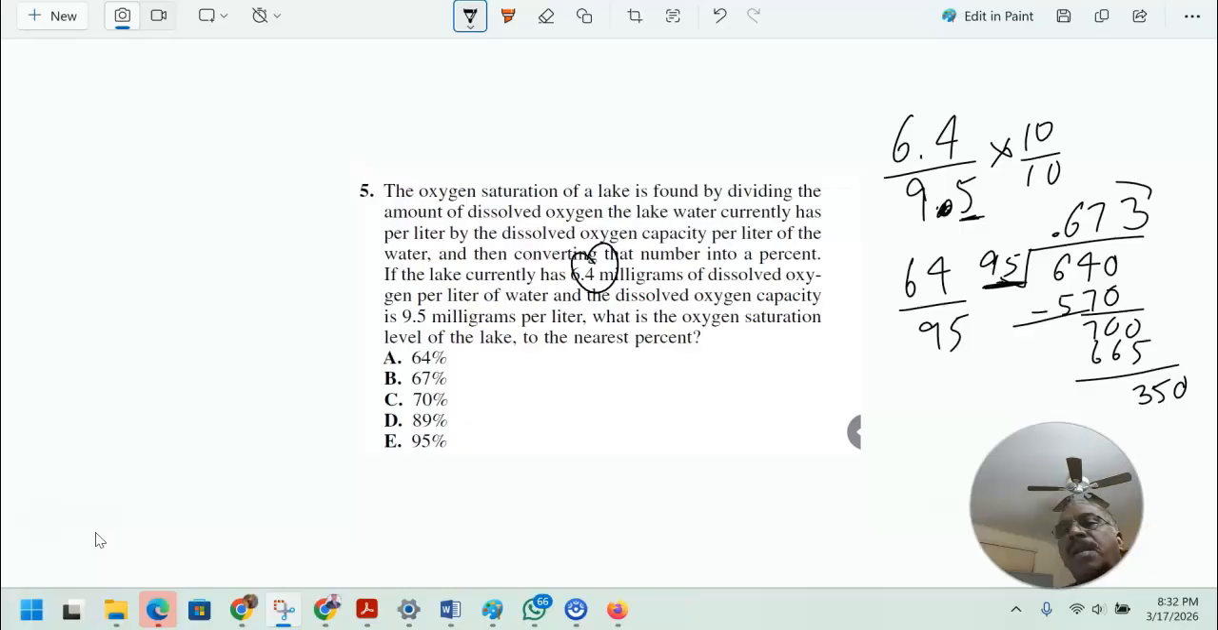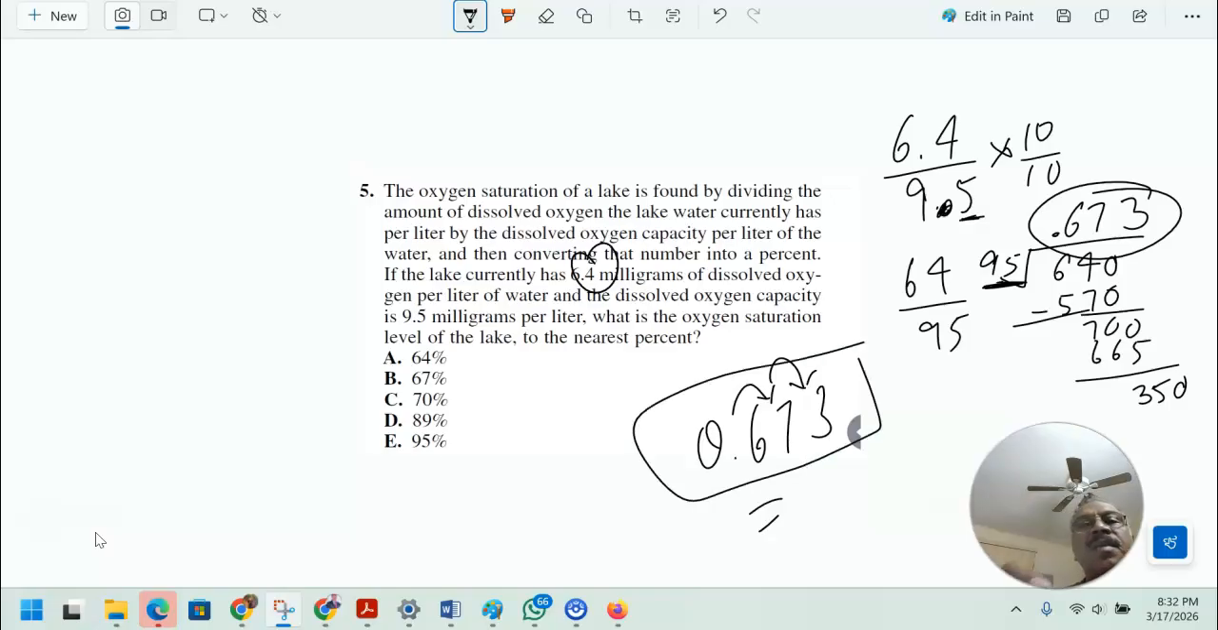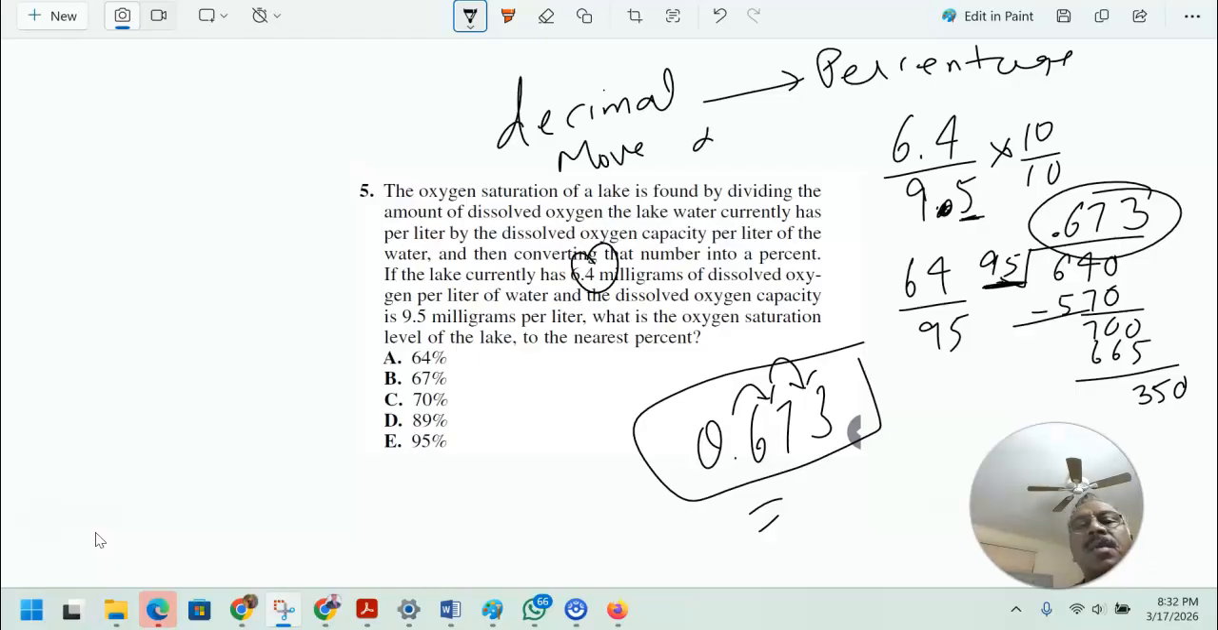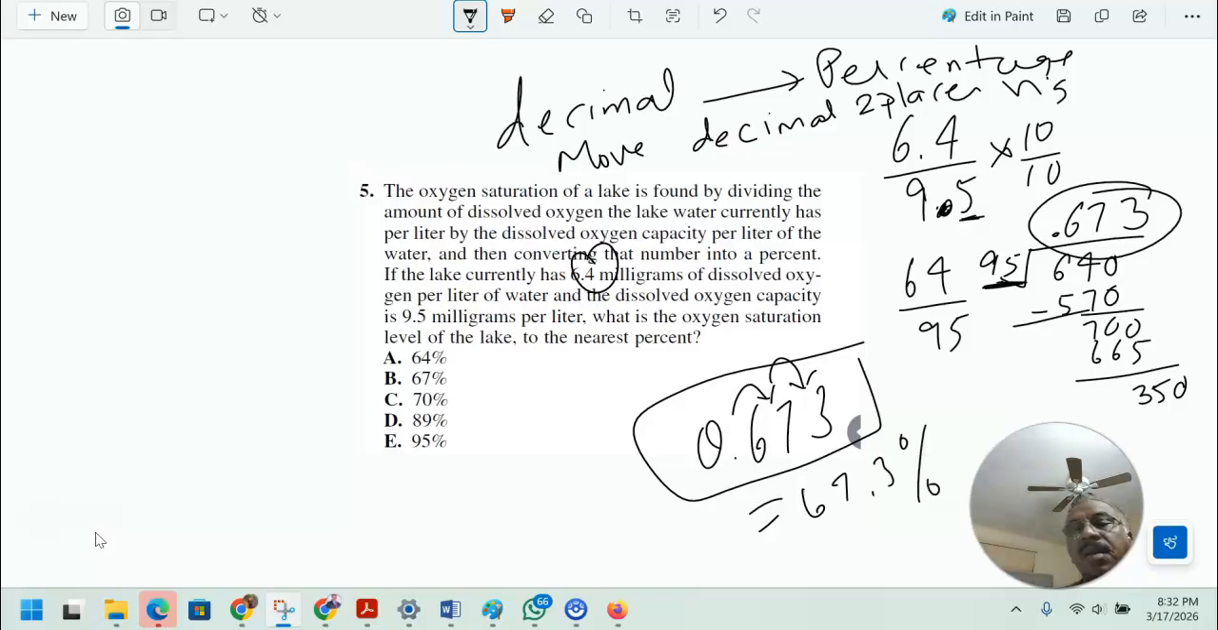So this way you know that it's almost 0.673, which converts from decimal to percentages. Remember, whenever you want to change from decimal to percentages, the rule is all you do is move the decimal two places right. So this becomes 67.3%, and round it to 67. And you're done. I hope I'm making sense here.